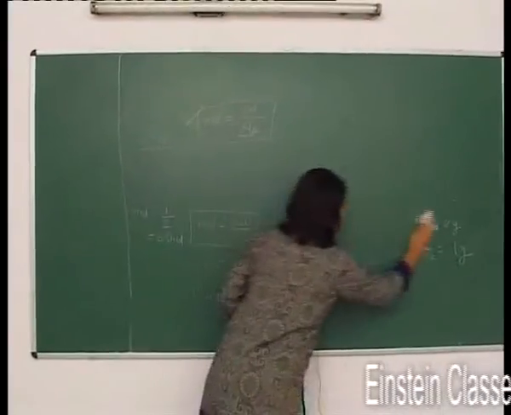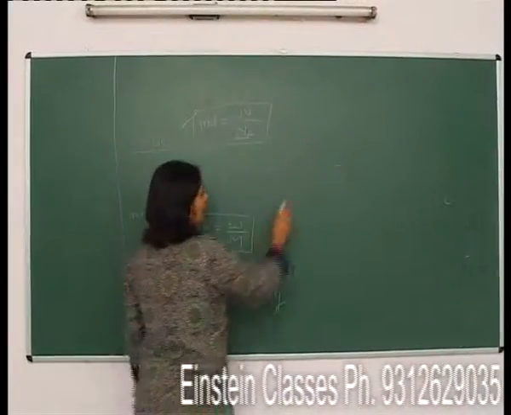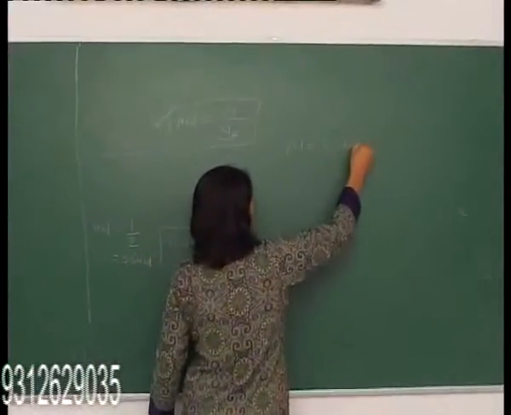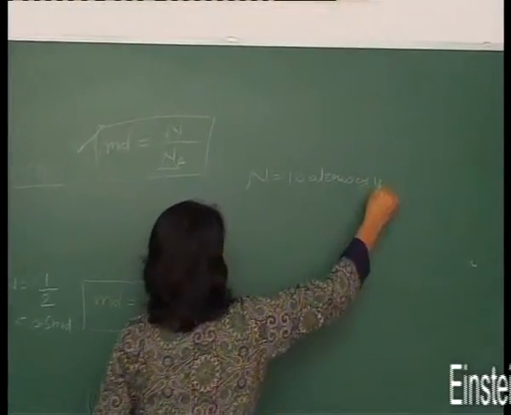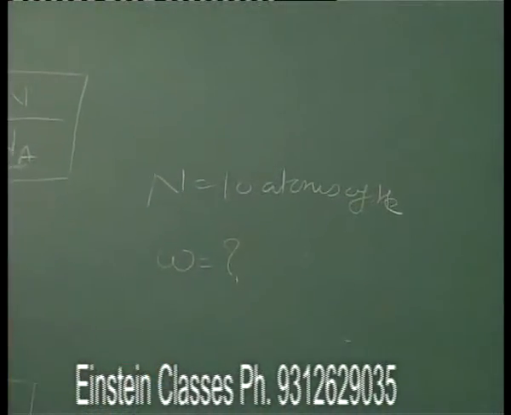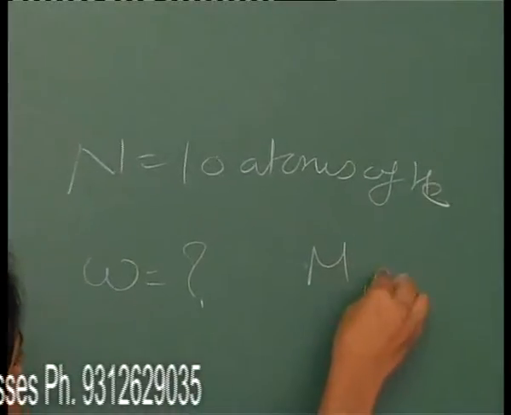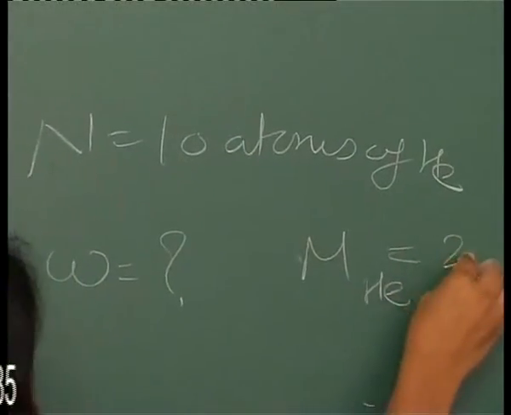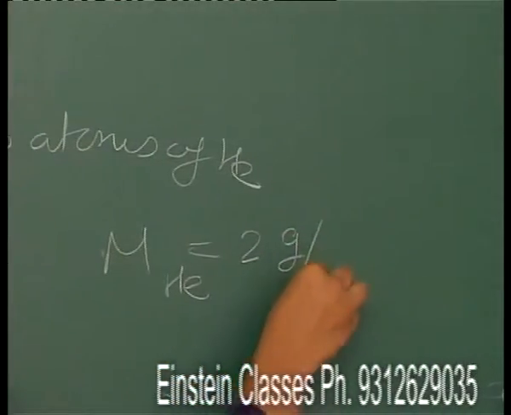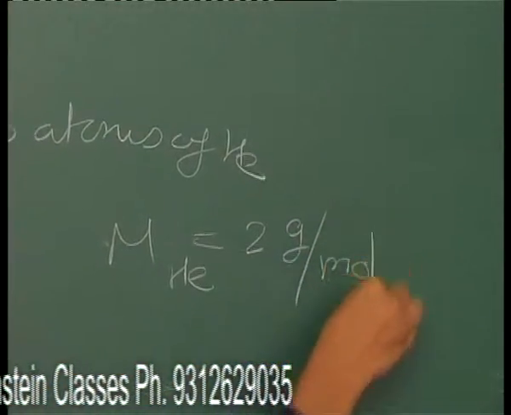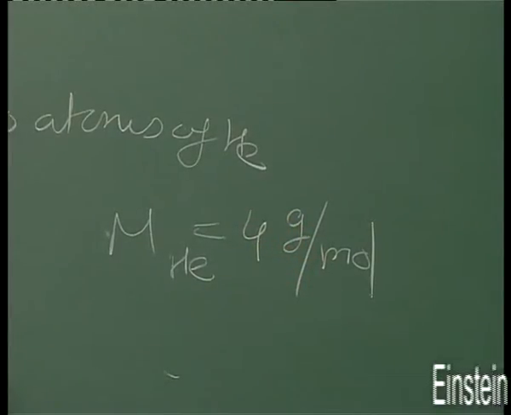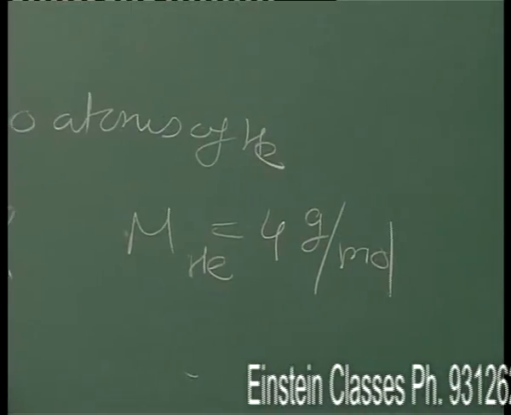I'm going to solve this problem. If in a container there are 10 atoms of helium, I need to calculate the mass of the helium atoms. If I know that the molar mass of helium is 4 gram per mole.